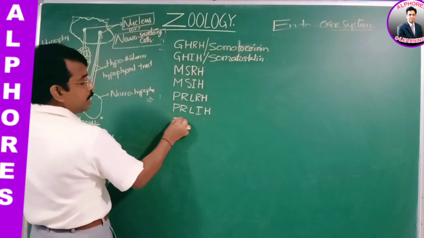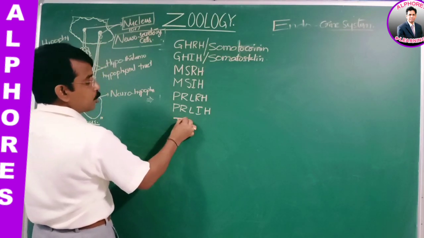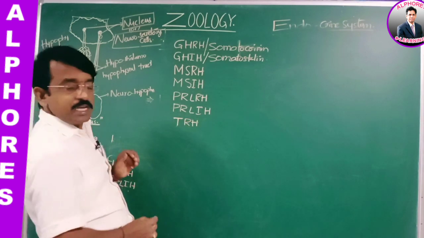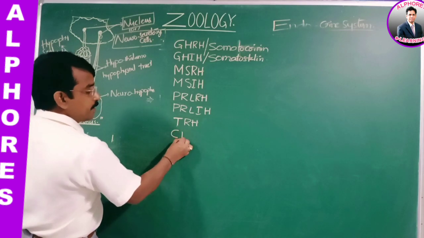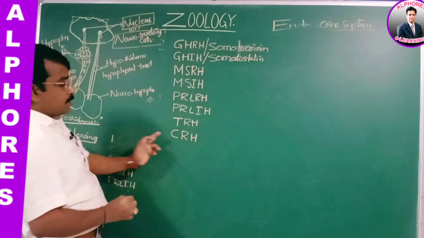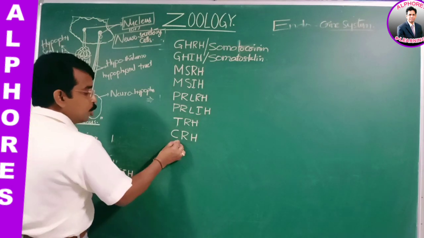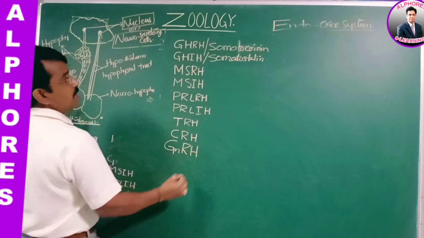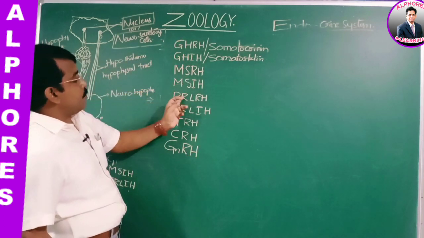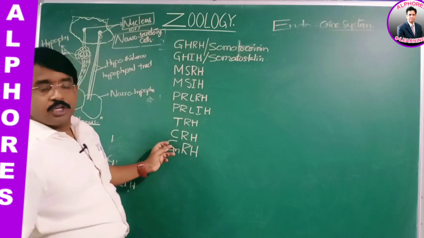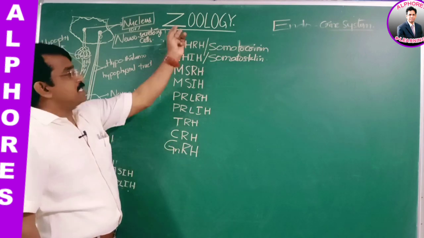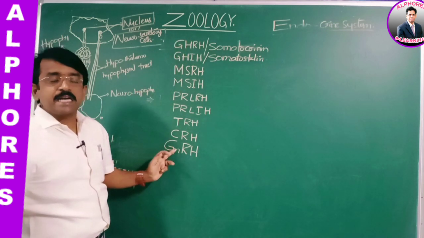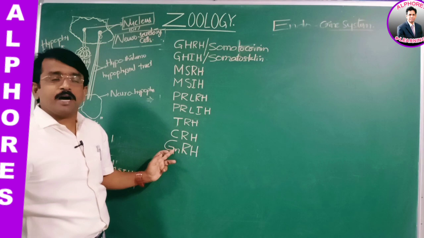Next, thyrotropin releasing hormone, TRH, corticotropin releasing hormone, and gonadotropin releasing hormone. So how many do they become? 1, 2, 3, 4, 5, 6, 7, 8, 9. Keep that in mind, dear children, the list of these hormones. These are all released from the neurosecretory cells of the hypothalamus.